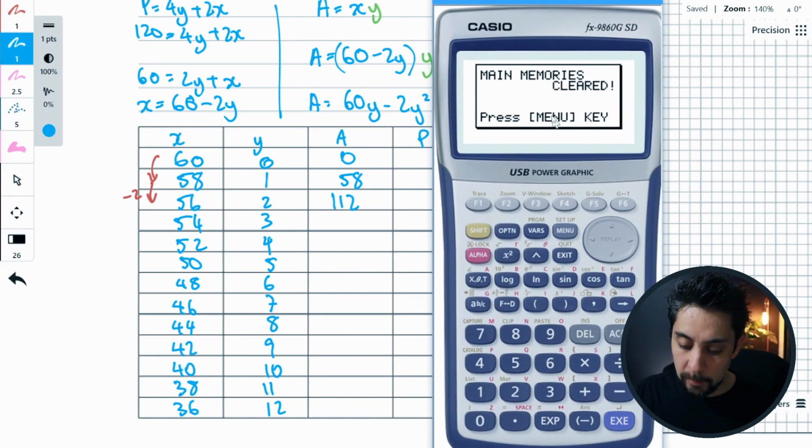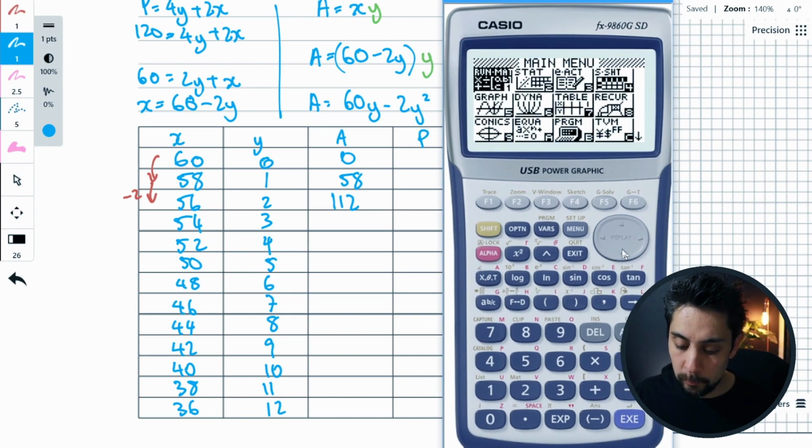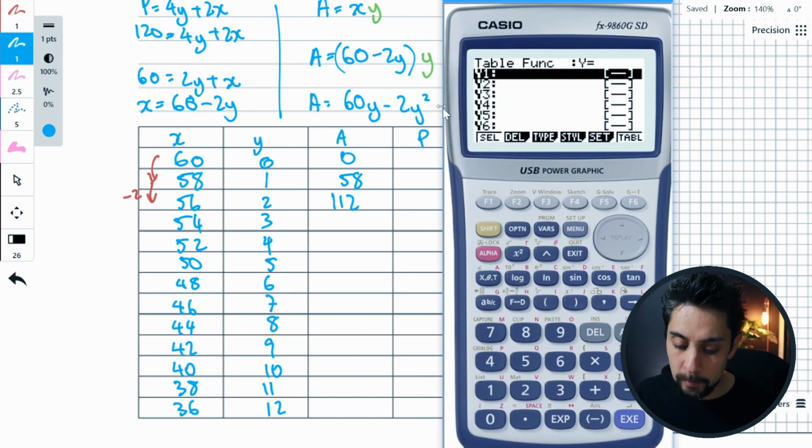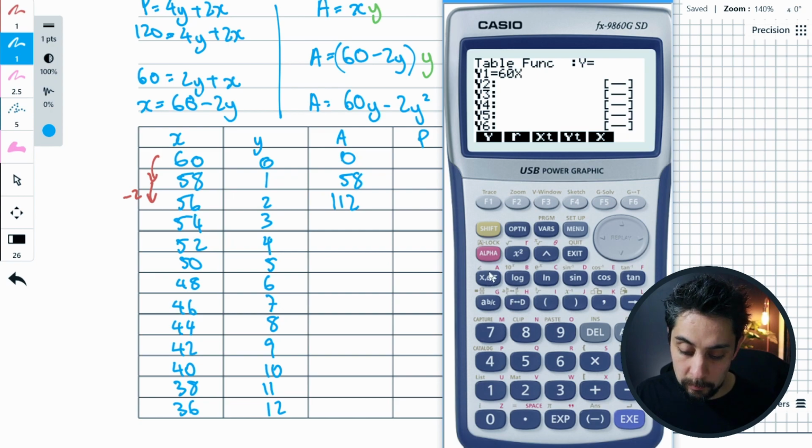Okay, so in our calculator, just like last time, we go to our table setting and we type in this equation here. 60 times, now it says y here, but we're actually still going to use the x button. x is just the set variable in the calculator. Take away 2 times x squared.